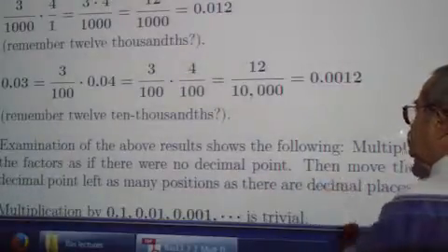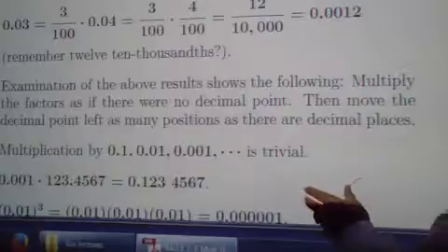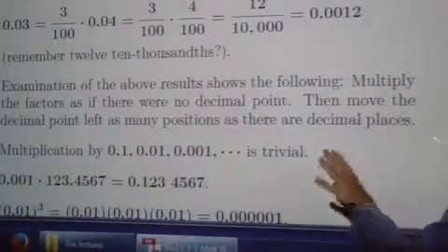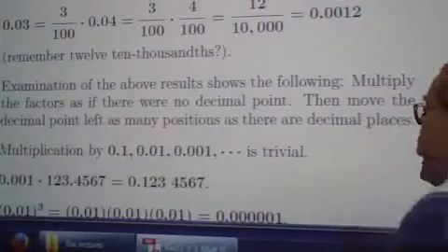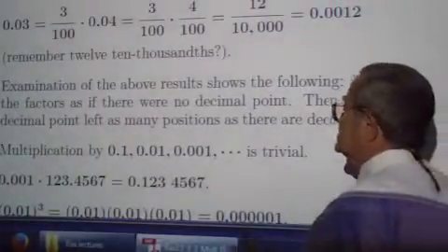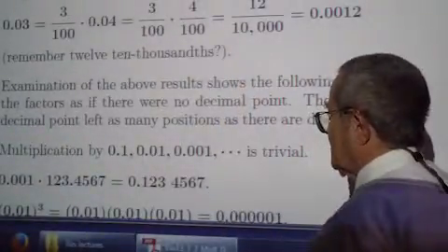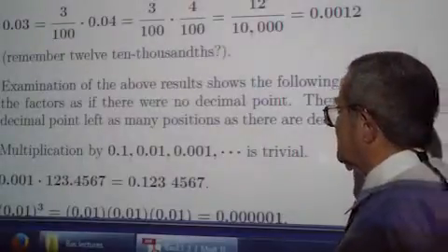The examination of the above results shows that when we multiply the factors, first multiply as if there was no decimal point, and then move the decimal point as many places as you have in both of the factors that you multiply. The multiplicand and the multiplier, I think that's what it's called.